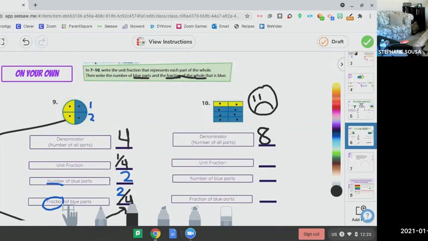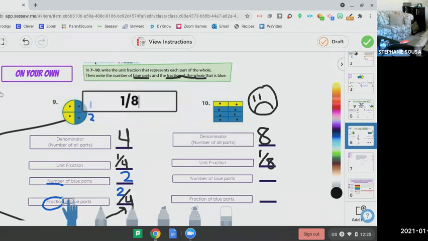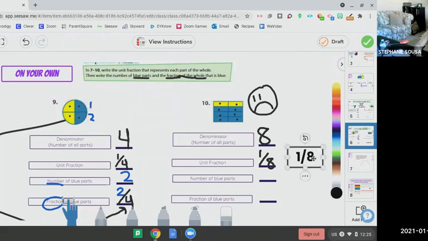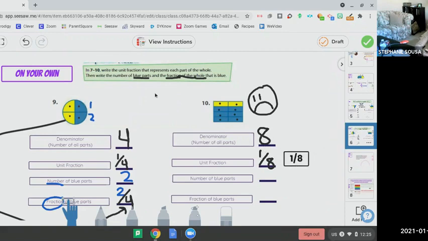The unit fraction is one part of a whole. One of the 8 parts, 1/8. And if that's difficult for you to write, remember you can always use the label tool and type 1/8 as well. 1/8 is the name of the unit fraction. Most of you did not have 1/8. Fix it now.